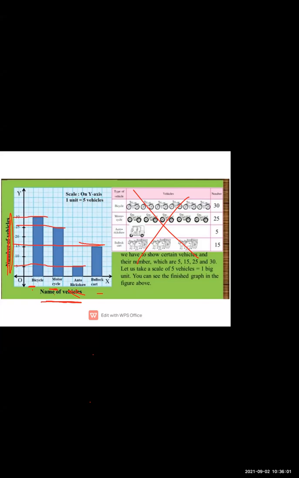Okay, now see, all you have to write: name of the vehicles also we have written, number of the vehicles also we have written, scale. So in this bar graph it is very easy, as we compare to pictogram. Bar graph is very easy to find out, okay, and to draw also.